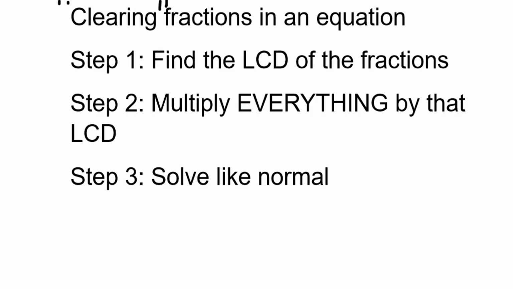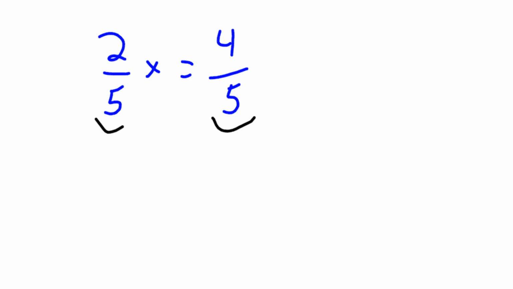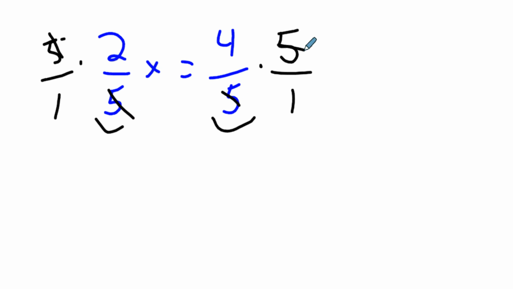Now, step 2, you're going to multiply everything by that exact LCD. So we take 2/5 and multiply it by 5, and then 4/5 we multiply by 5. You can write 5/1 if you want. Notice when you multiply by the least common denominator, these denominators cancel out. We end up with just 2x equals, and we cancel out the 4.